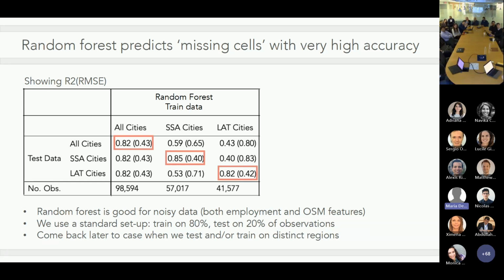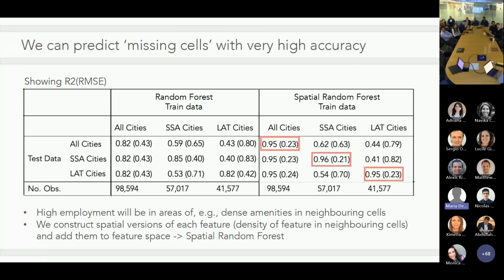But we went a bit further. And Samira had the excellent idea that areas that would have high employment would not only be expected to have a high density of features in the grid cells themselves, but also would be expected to be in an area in which the neighboring grid cells would also have high density.